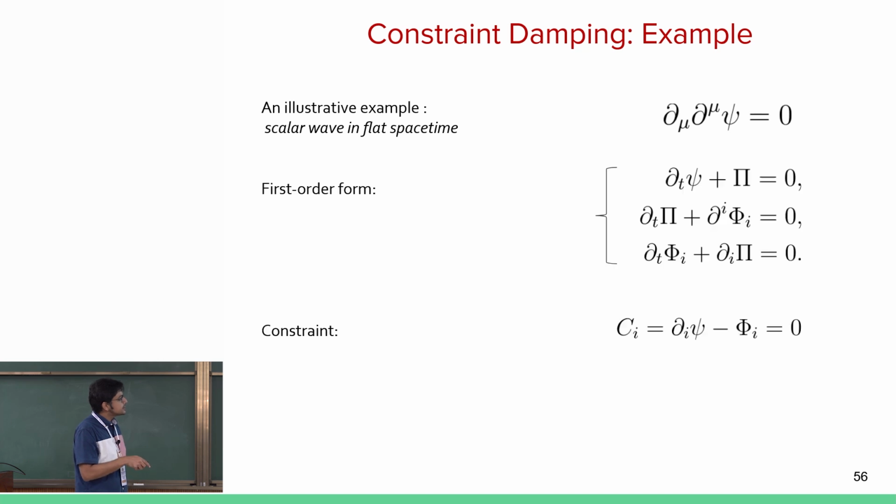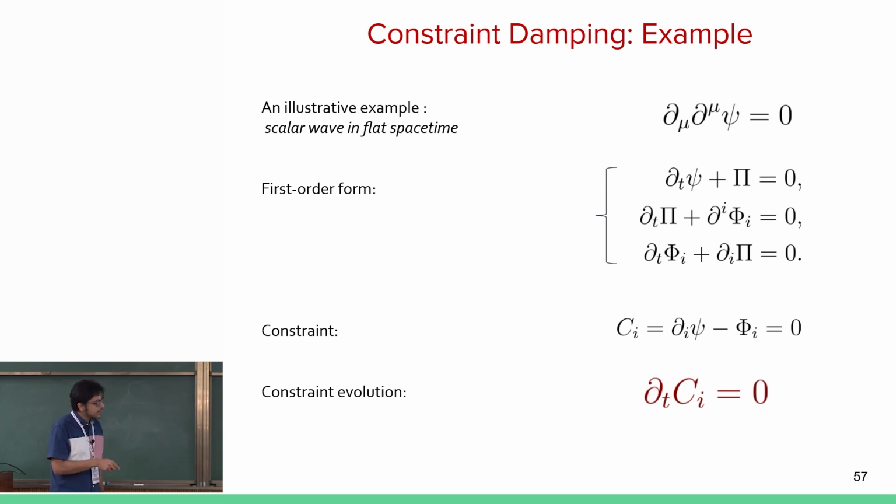Okay, so let's look at the scalar wave system in flat space-time, right? This is second order form, first order form. Pi is the time derivative of psi, and phi_i is the spatial derivatives of psi. So instead of one, we have these three set of equations that we have to solve, right? Now the constraint equations here are only this definition constraint, that this must always be obeyed throughout the evolution of these three equations. And if we write down the evolution equations for this constraint, it's not as bad as Einstein's equations, it's just equal to 0.